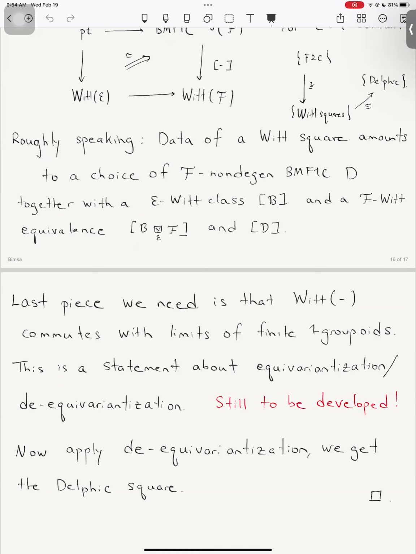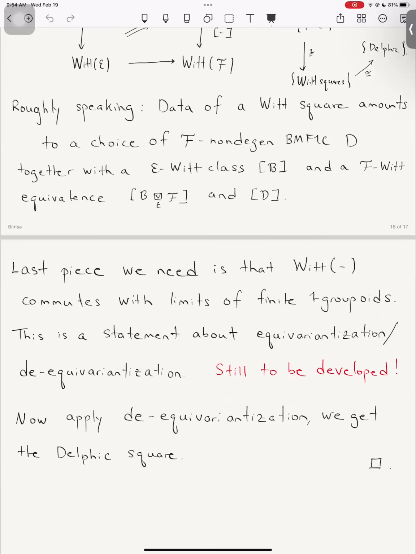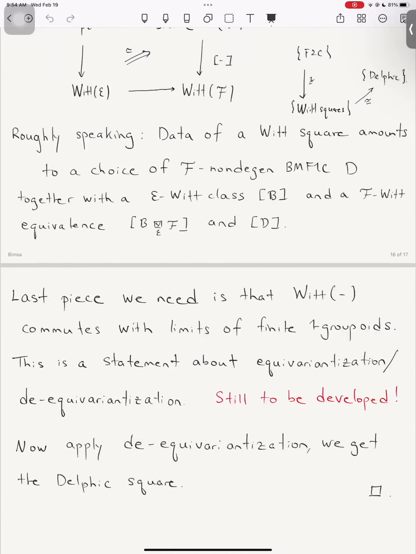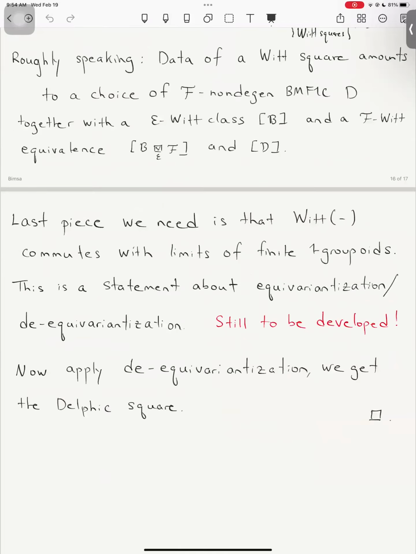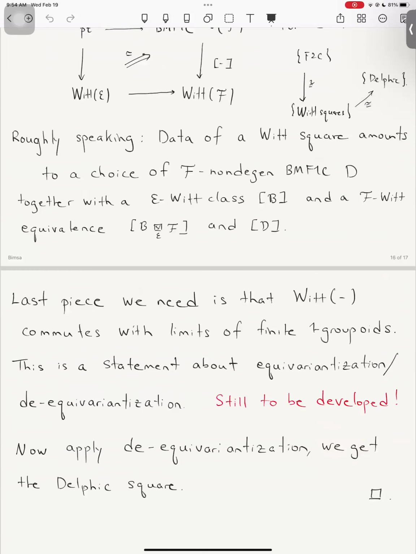Yeah, so then that finishes the proof. Once you have a working statement of de-equivariantization, you just plug it into this functor of width, and then you get the Delphic squares, and that completes the proof for you. So that's all I wanted to say about the talk. I guess I can end here, and I'm happy to take questions.